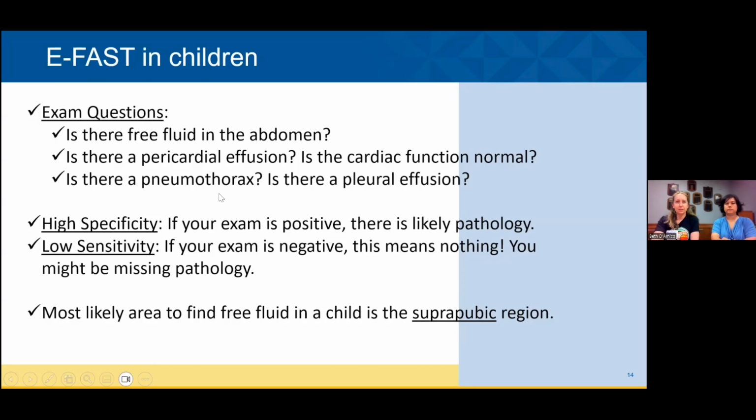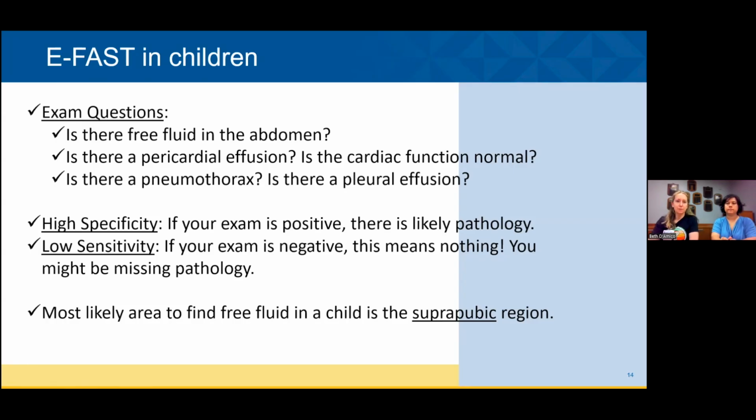In kids, the exam is not quite as sensitive, perhaps, as in adults. And so what we talk about is it has a good specificity. So if you find a positive finding on your ultrasound on your FAST exam, there's probably something wrong. Like it's probably true. However, if your exam is negative, it's maybe not as helpful.